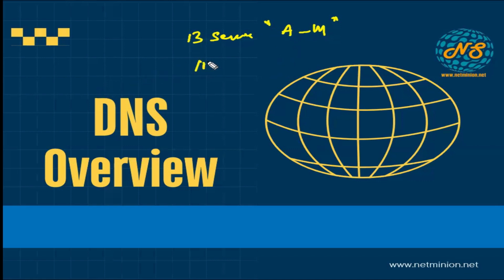IANA and ICANN. IANA is Internet Assigned Numbers Authority. ICANN is Internet Corporation for Assigned Names and Numbers. These are responsible for overall coordination among your DNS root zones, including the allocation of IP addresses also. Everything is taken care of by them. Fine so far?